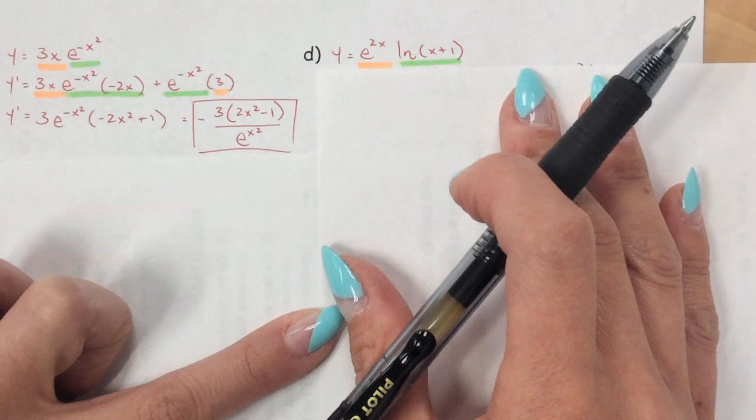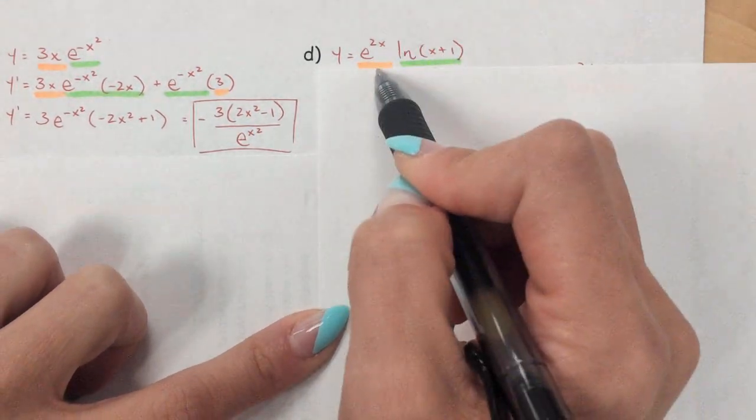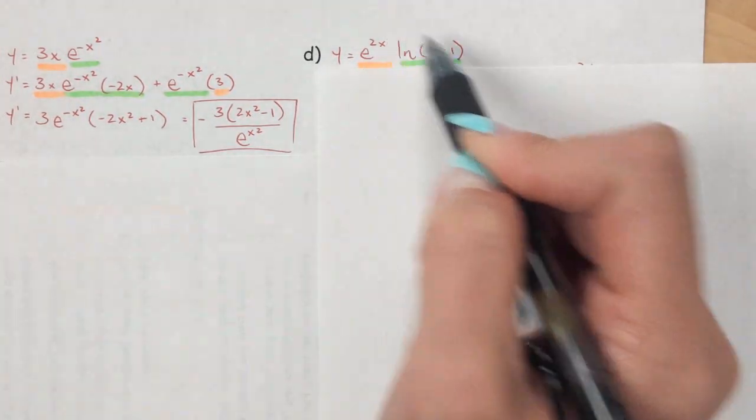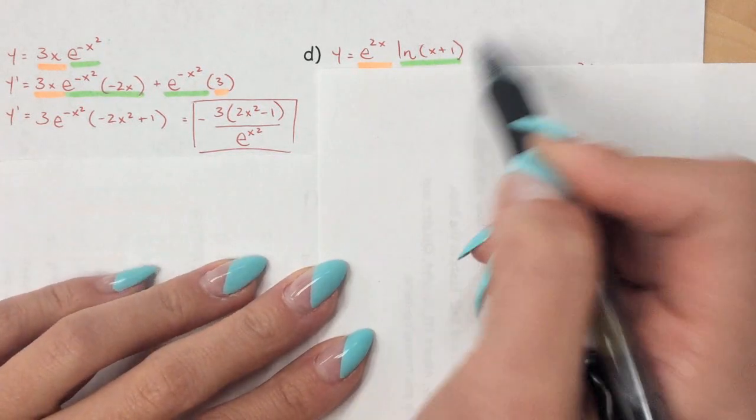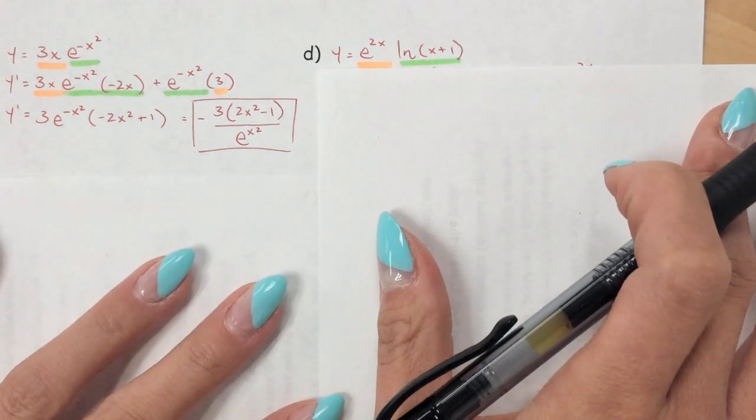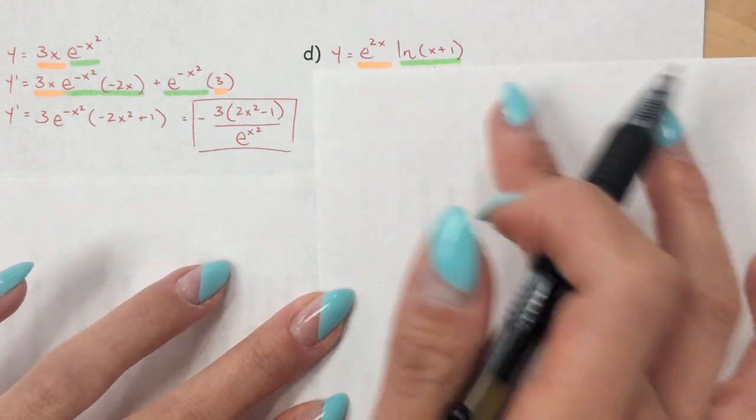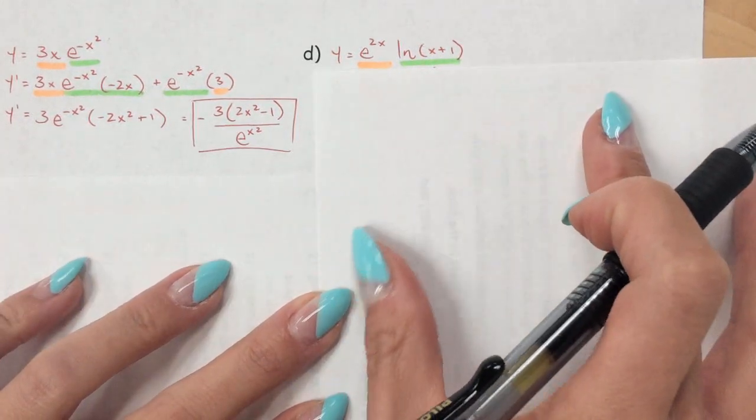So this one is definitely a product rule. You have an e, you have an ln, and then you're going to do the product rule with that. So try that first step. What's it going to look like? What plus what? Just give it a try.